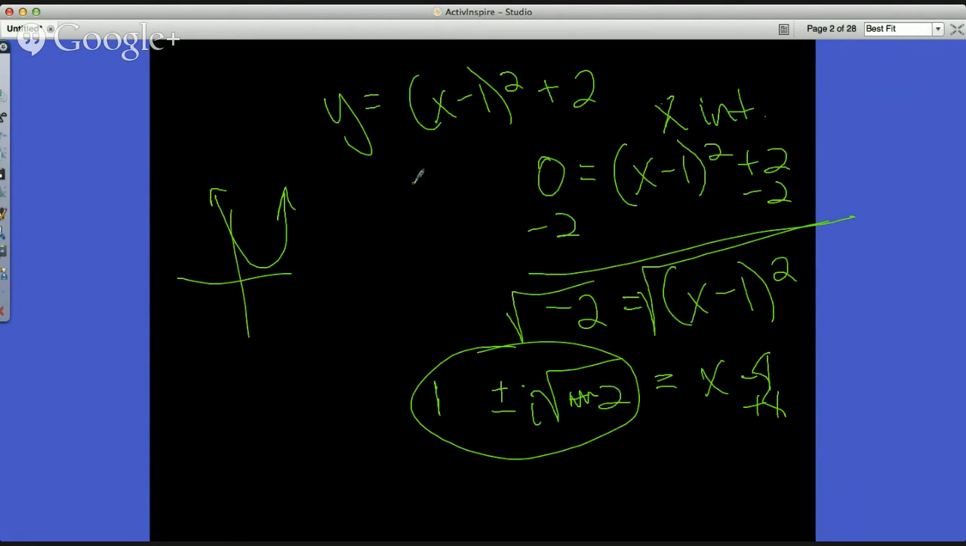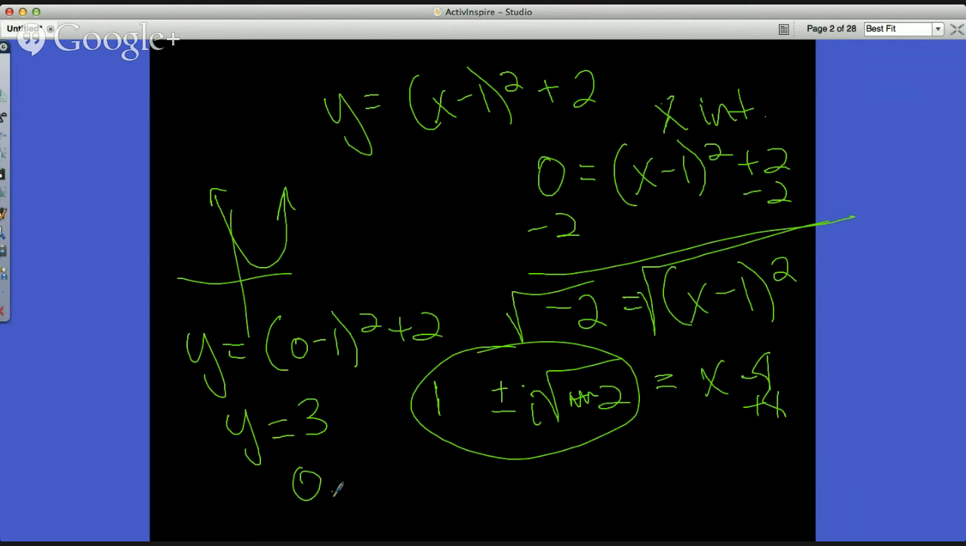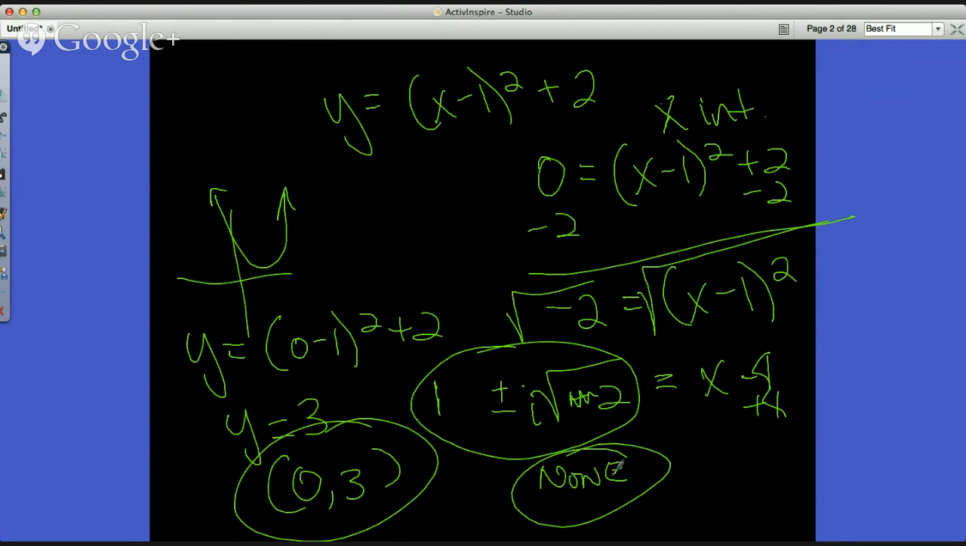Now, for y-intercepts, is there one? Well, we could plug 0 in for x, right? So we'd have y equals 0 minus 1 squared plus 2. Yeah, negative 1 squared is 1. 1 plus 2 is 3. So if y equals 3, then you'd have 0, 3. That would be a y-intercept. There would be none for your x-intercept because of that negative in a square root. Okay? It's not a real solution.